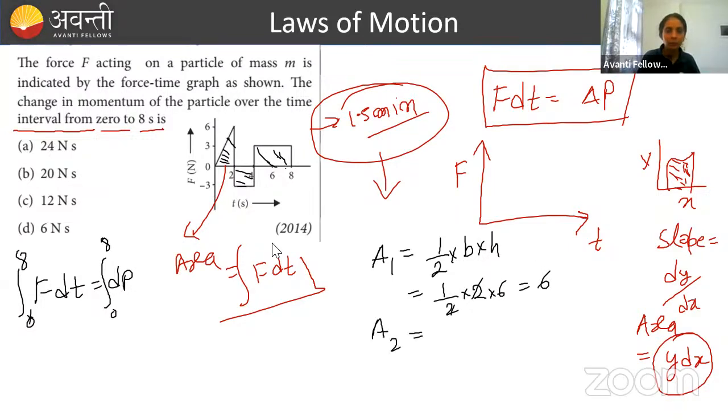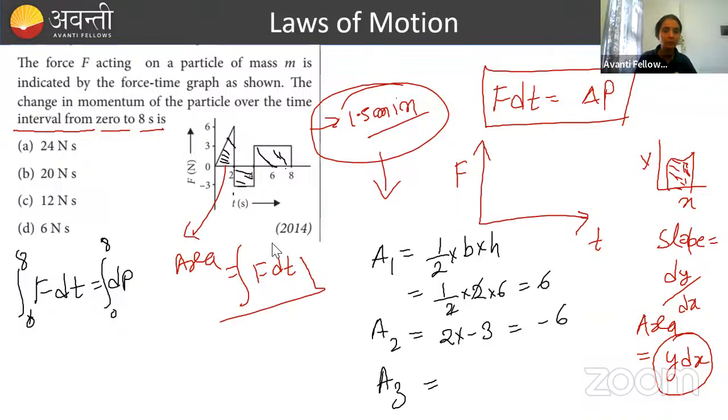Now calculate A2. What is your A2? It is not a triangle, it is a rectangular-like structure. Its width is how much? It is -3, and length is how much? That is your 4 minus 2, that is 2. So 2 into -3 is how much? -6. Again, you have to take the minus sign, that is very important. Here, if it is -3, then don't calculate area as 3 into 2. Don't take modulus. With proper sign we have to calculate the area.